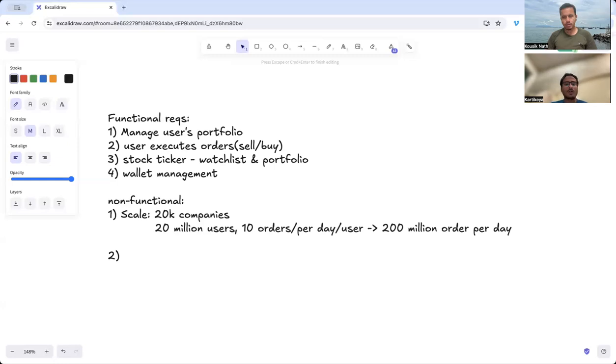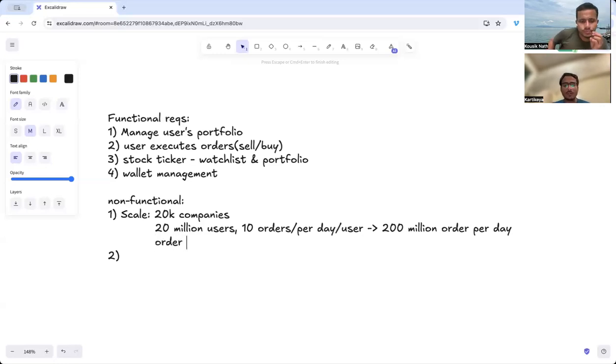One is the read QPS. Read QPS is basically when a user wants to see the current price of a particular stock in their watch list or portfolio. That is one kind of QPS, and the other is basically the number of orders being placed.